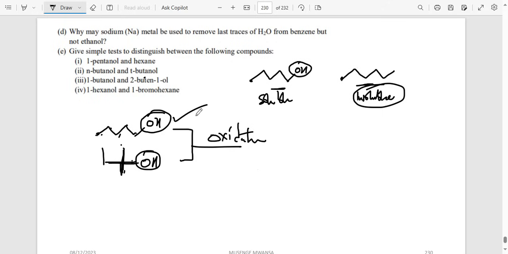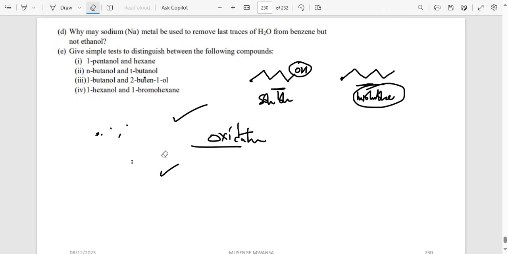So this one can undergo oxidation to form a carboxylic acid or an aldehyde, depending on the reagent you are using. This one can't undergo any oxidation at all. So that is a simple test that you can use: oxidation. You can name the reagent that you want to use yourself, whether PCC or chromic acid. You can name the reagent.